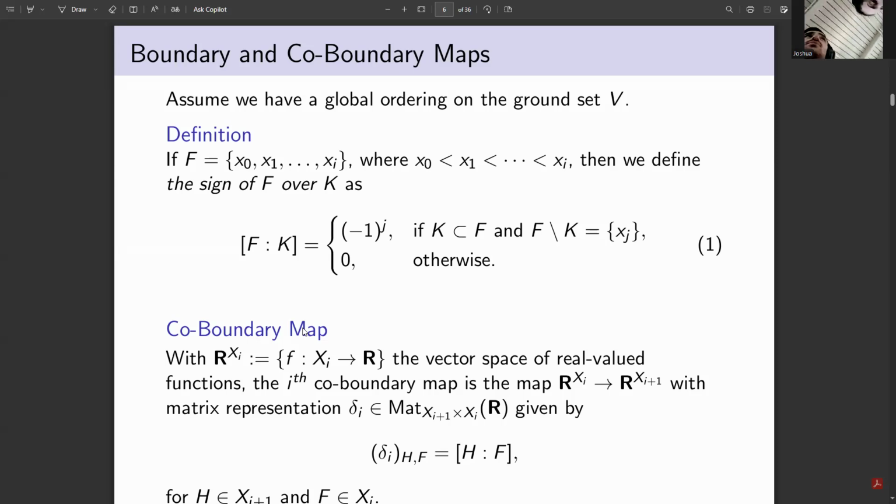And so if you have an i face and an i plus 1 face, then we can define this kind of sign notation that I'm denoting with these colon and brackets, f over k. What is k? So k is an i face, f is an i plus 1 face. So just 2 sets in my collection.